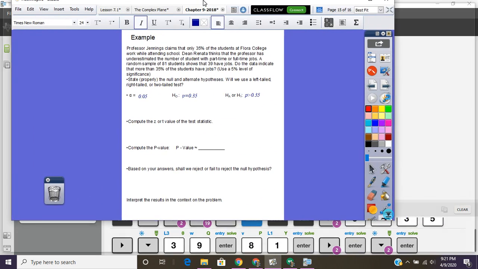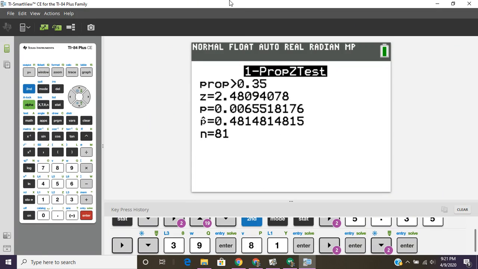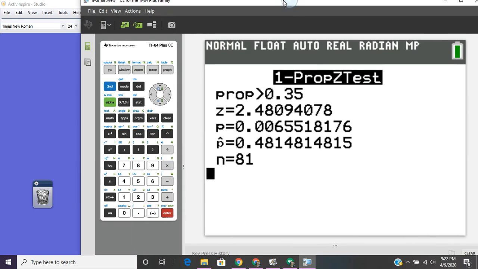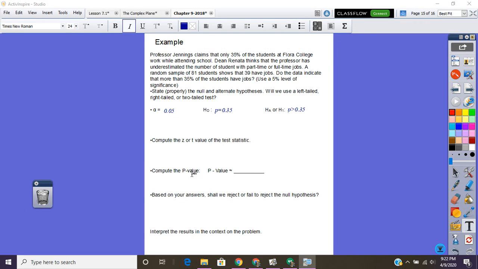So now we're going to fill out this information here. I'm going to move the calculator over here so I can see. All right, our Z or T statistic. We can see on here that it is a Z. So Z equals 2.48. That's our test statistic. That's what goes there. Our p-value was 0.0066. So that's what goes there.